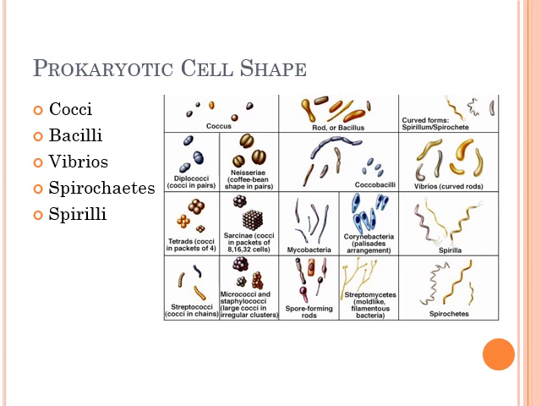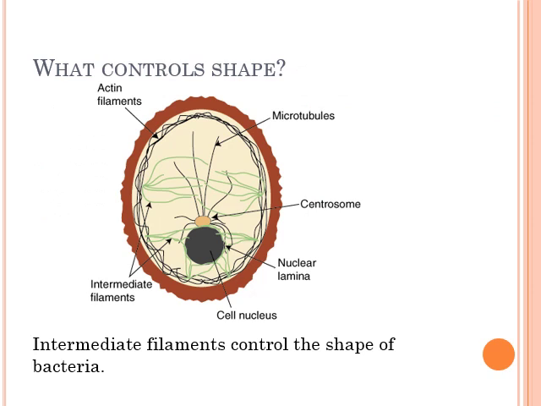I will tell you on your exam, you're going to definitely have to look at a bacteria. Effectively, you're going to have to match the shape to the bacteria. I'm going to give you a bacteria's name, and you're going to have to describe what it looks like. The shape of the bacteria is determined by the intermediate filaments.